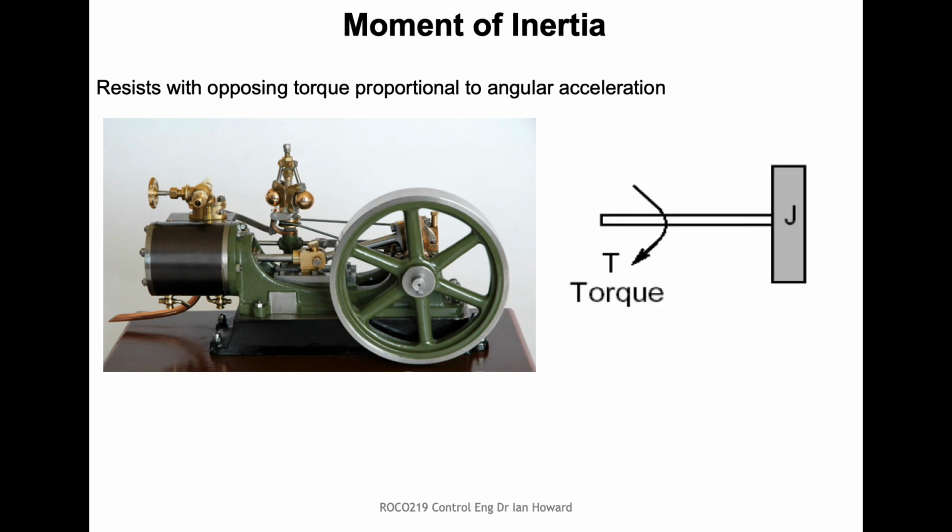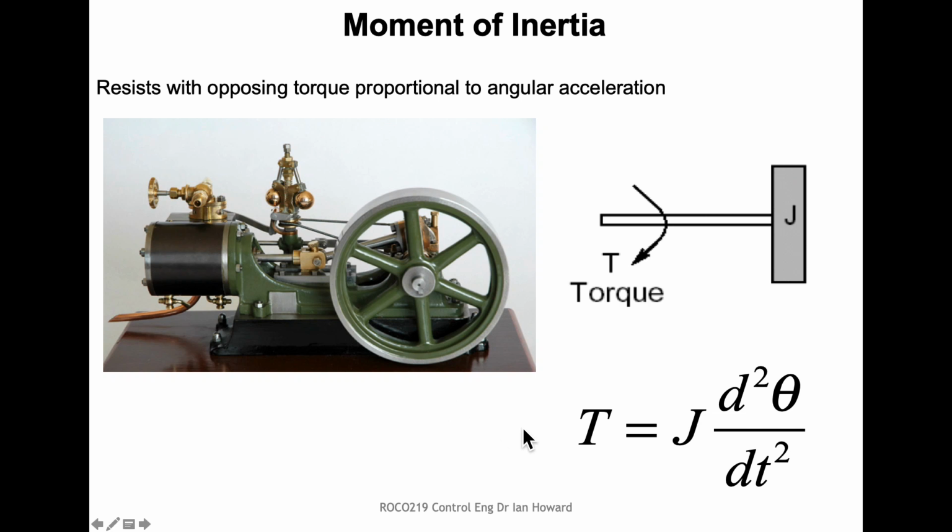So in this case, we're concerned with torques and moment of inertia, and the relationship is torque equals moment of inertia times the second derivative of angle, which is angular acceleration. Torque in Newton meters, moment of inertia in kilogram meters squared.